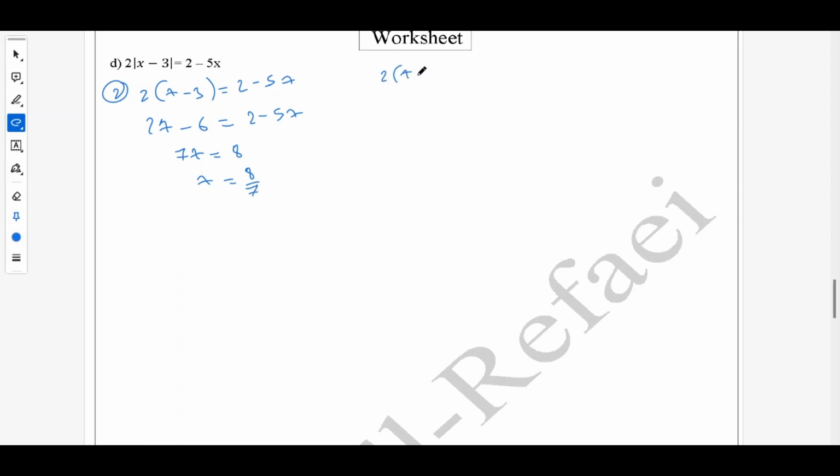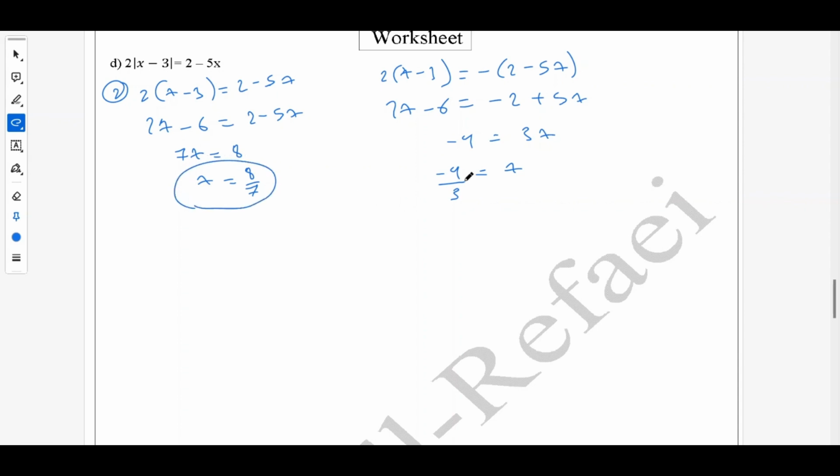2 by open bracket x minus 3 equals negative (2 minus 5x). 2x minus 6 equals negative 2 plus 5x. 3x equals negative 4. x equals negative 4 over 3. My graph showed that I have one solution. Using change in sign, I discovered that I have two solutions. So which one of them is correct, the graph way or the change in sign way?